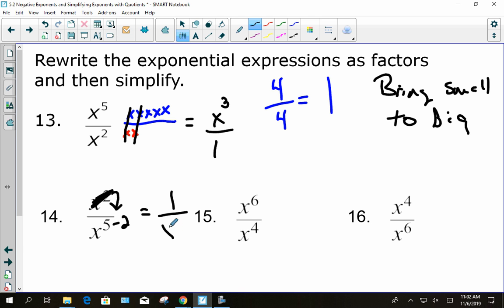What is 5 minus 2? 1x to the 3rd. All right? So you just move small to big. If you move small to big, you don't have to worry about where it's at, top or bottom. All right? Let's go on to the next one.